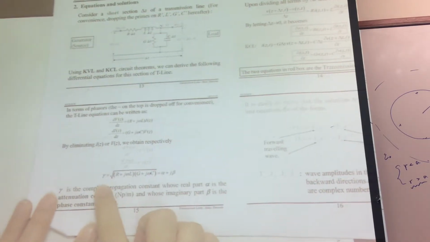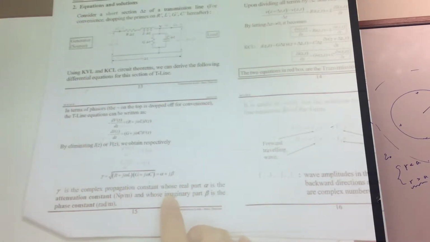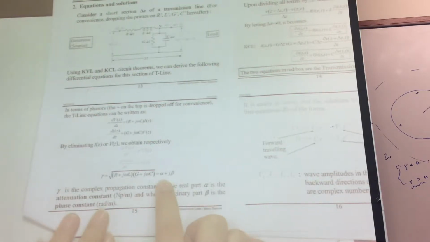So this one is the complex propagation constant. It has alpha, it has beta, right? Pay attention. This one is different from the one that you're going to use in the lossy medium. Your lossy medium is beta plus J alpha.